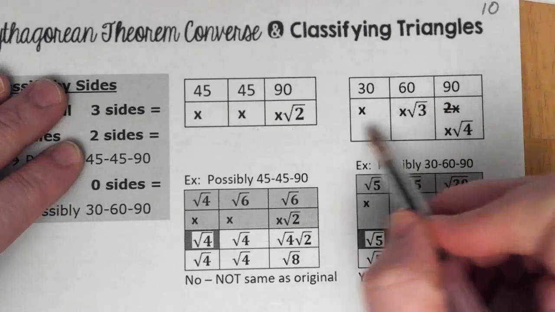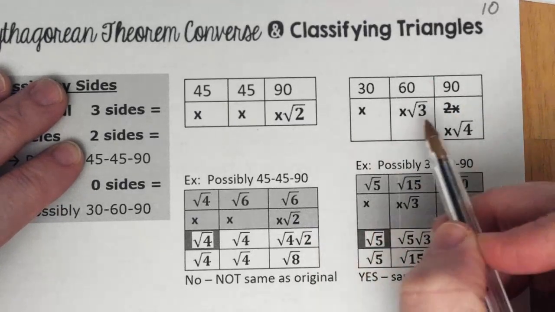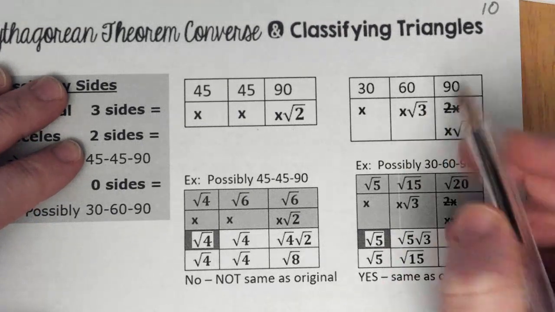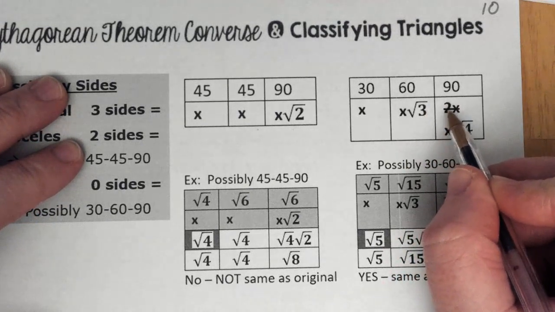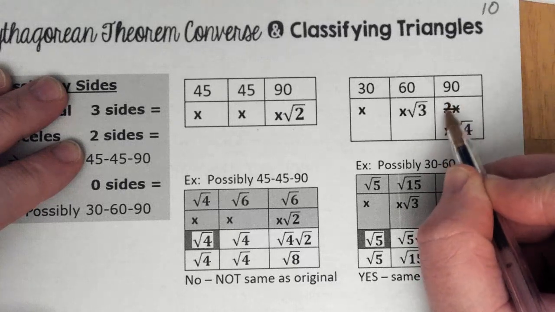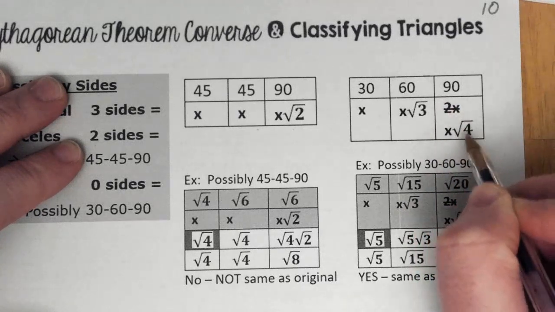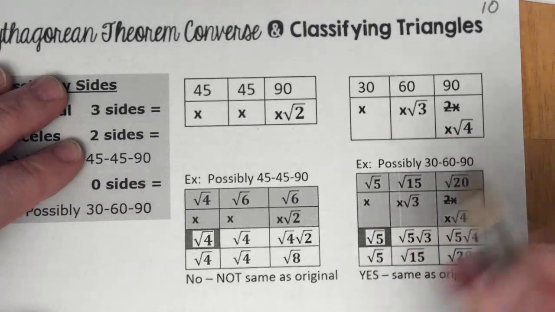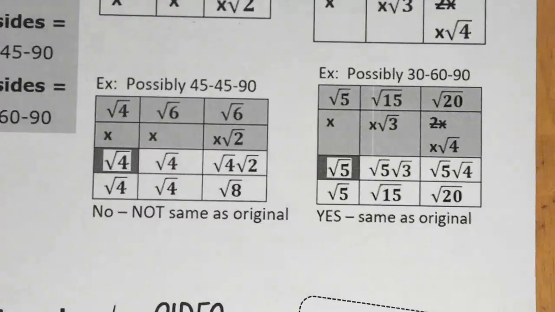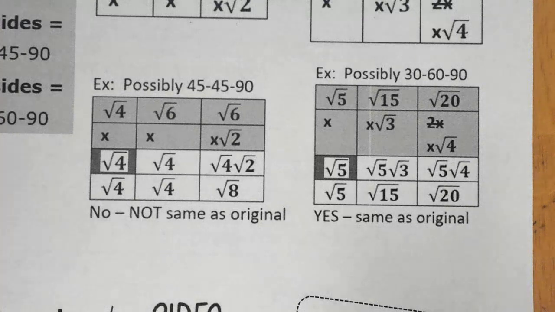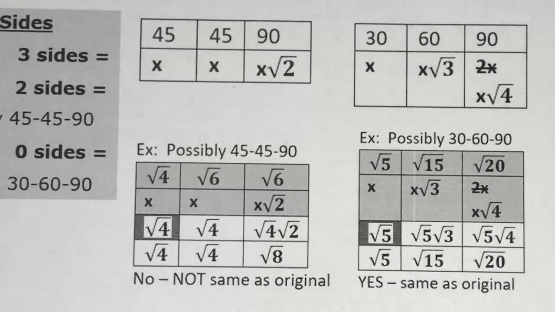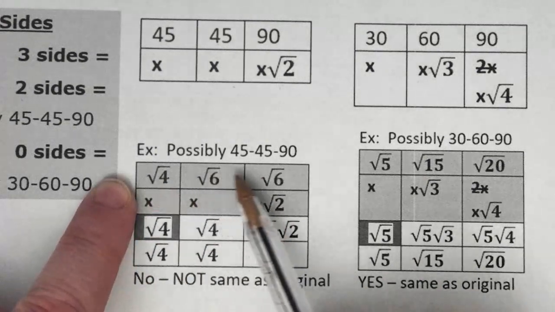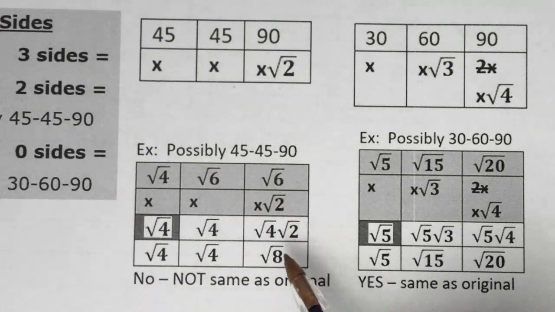Now, 30, 60, 90, the sides from smallest to largest are x, x radical 3, and 2x. But we want everything in radical form. So the number 2, another way to say that is square root of 4. Square root of 4 is 2. So we can do x radical 4. So just trust me. Just be patient. I know this doesn't make sense yet. Just go with it.